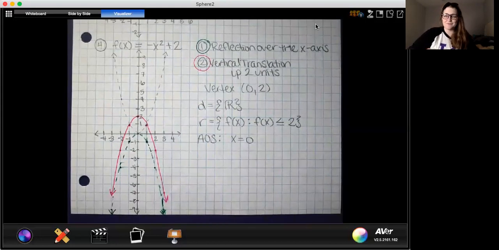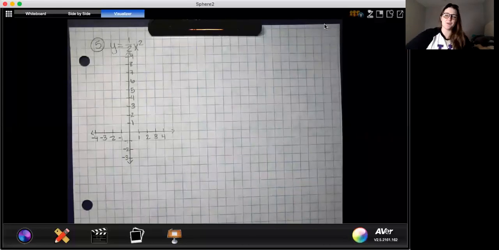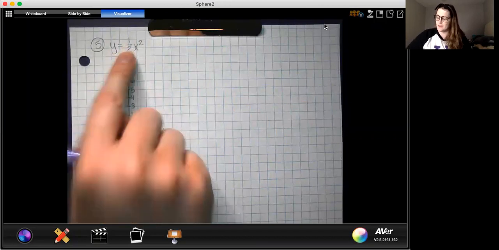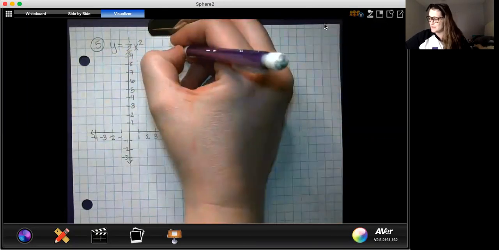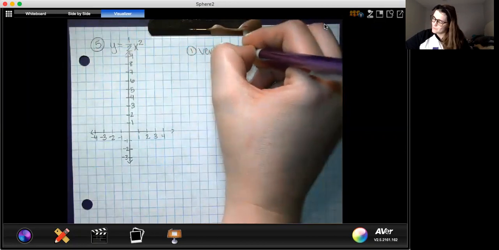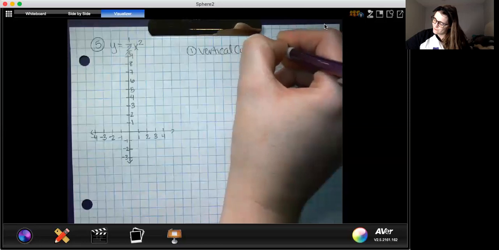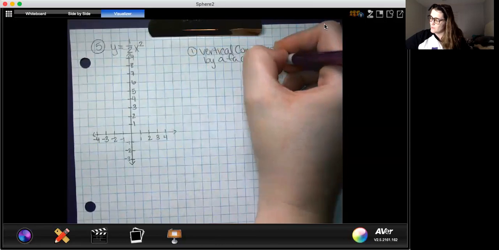Let's move on to number 5. So number 5 is y equals 1/2 x squared. So thinking about our transformation, the only thing that's affecting our normal y equals x squared is this half. So remember, a half is going to be our compression. Specifically, it's going to be a vertical compression by a factor of 1/2.